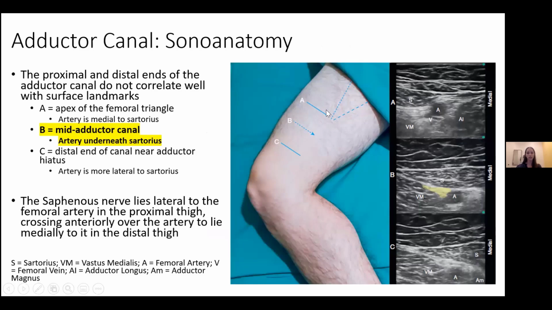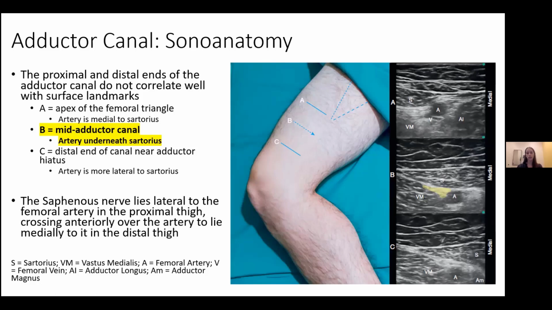So the top of the adductor canal, or the apex of the femoral triangle, is at A. And on your ultrasound image, you'll see the superficial femoral artery is medial to the sartorius. At B, which is probably the ideal place to perform the adductor canal block, the artery is right under the sartorius. And it's good for a few reasons. One, it's quite a superficial spot for the artery compared to down at C, near the end of the adductor canal at the adductor hiatus, where the artery often dives quite a bit deeper, and so it can be more challenging to get there.